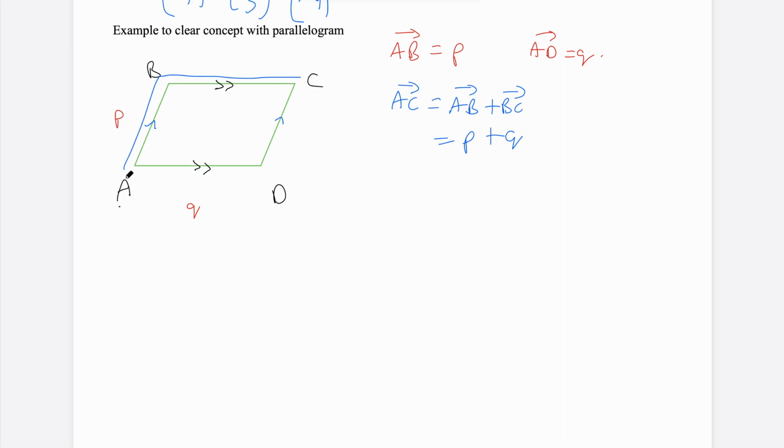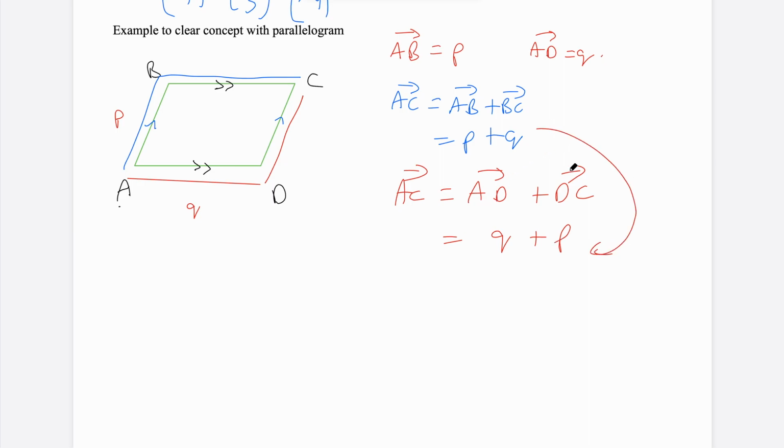You might choose a different path, AD plus DC, for AC. You start at A, move towards D, then from D move towards C. AD is Q and DC is equal to P. So you always get the same answer whatever path you choose.